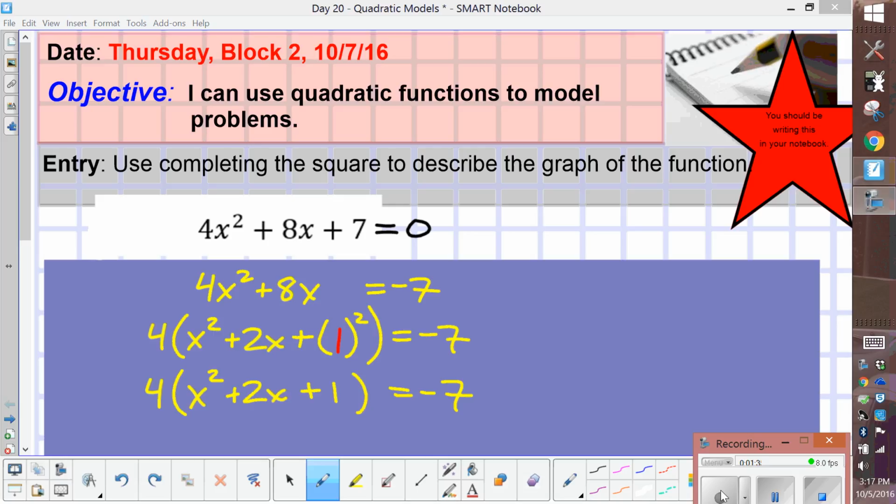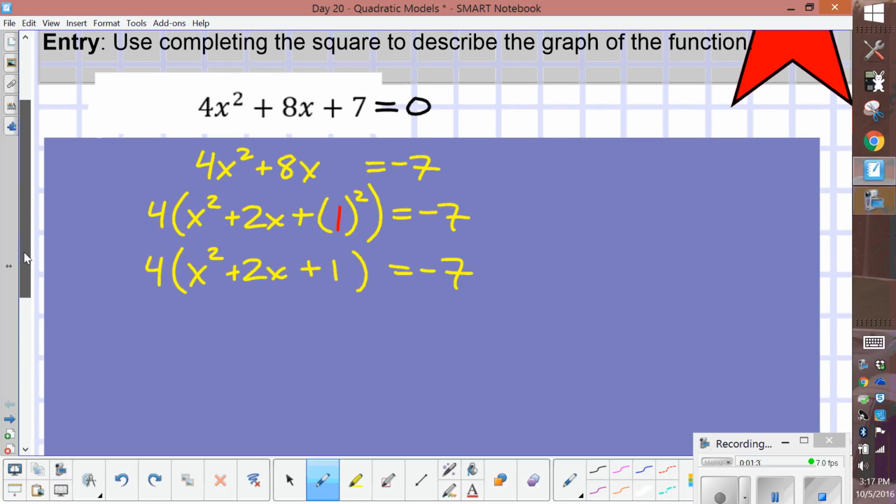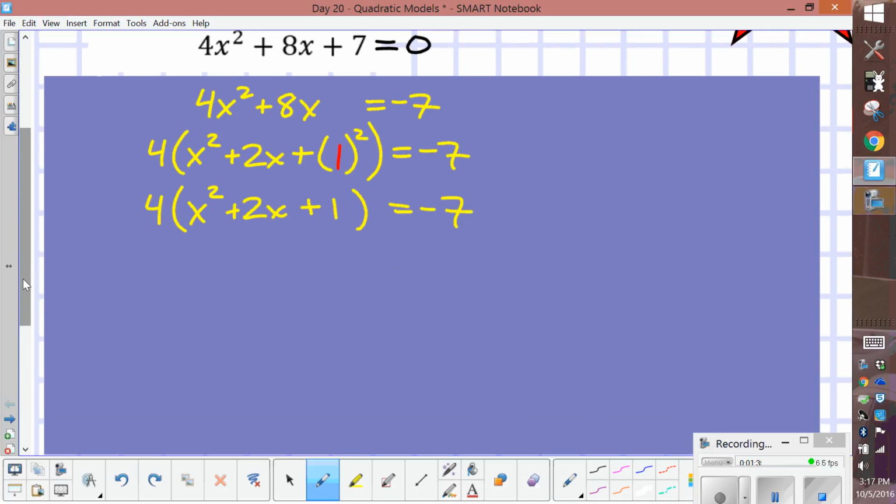Now, since I did just add this 1 here, the rule is I don't get to just magically add that 1 on that side of the equation without doing it on both sides of the equation. So I need to go ahead and put that 1 over here. But I also have to remember it's not just a 1, it's 4 times 1. So I'll say plus 4 times 1.